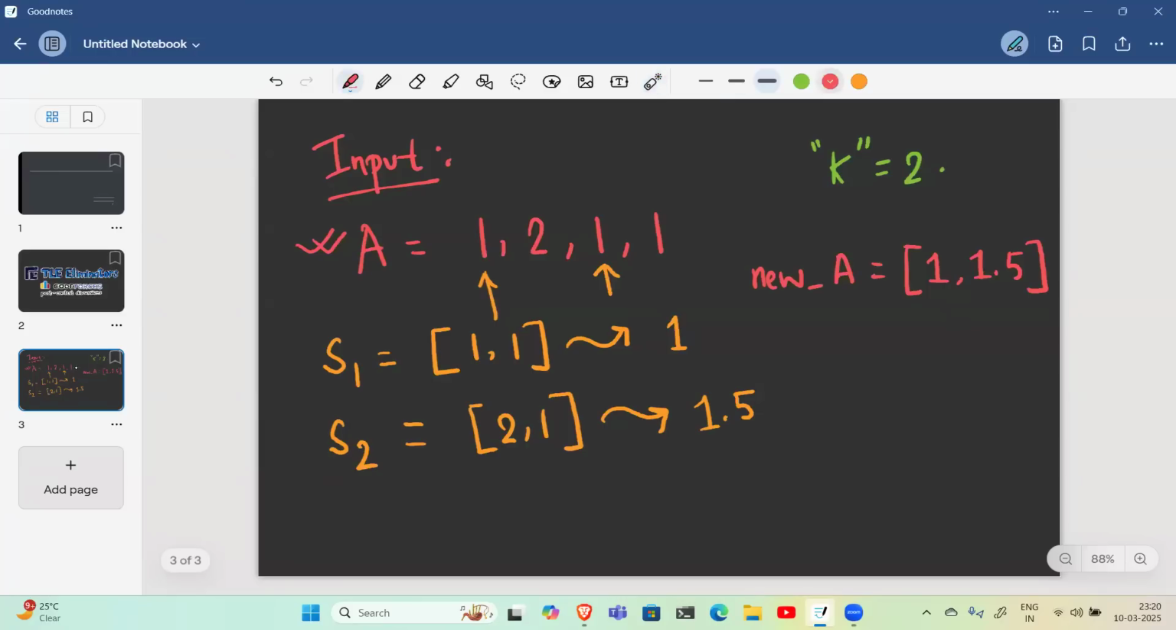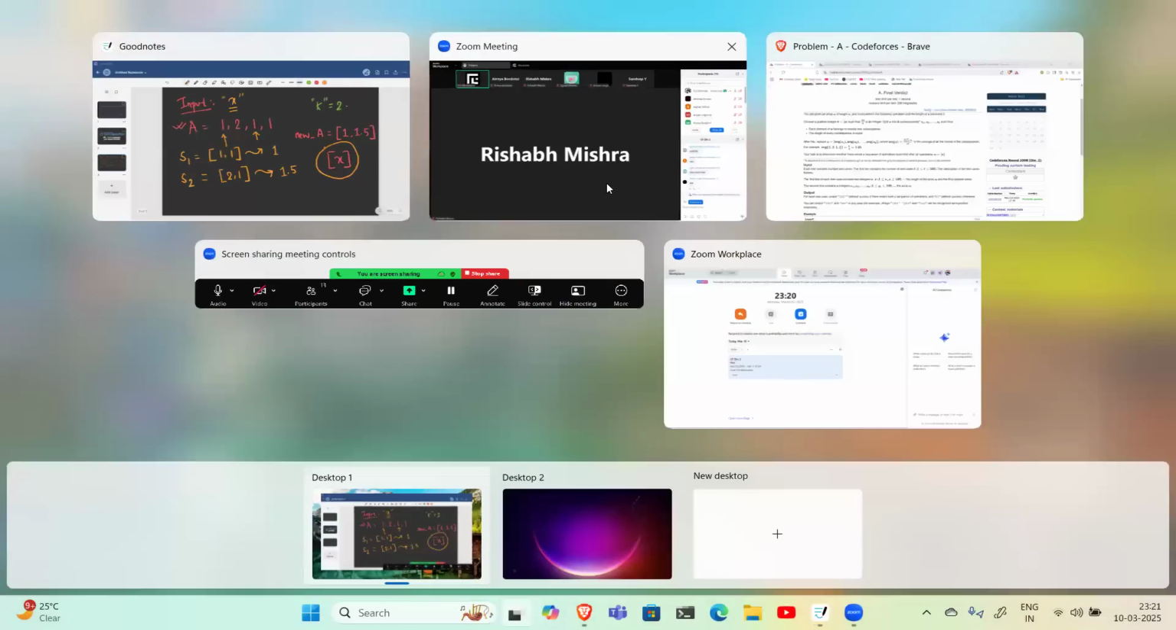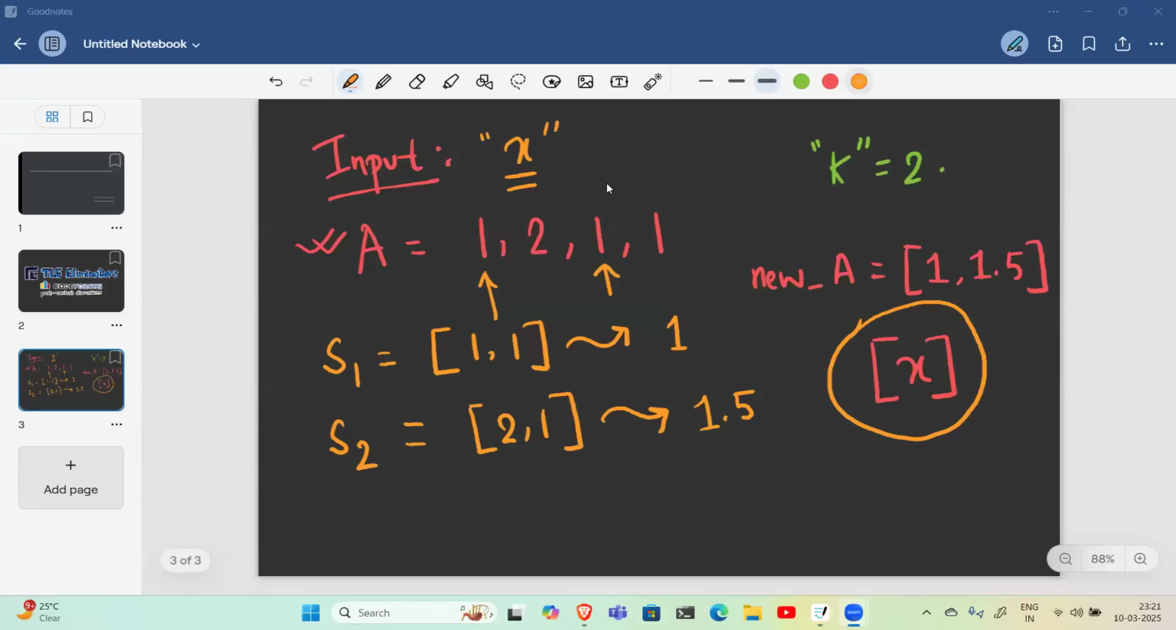The question is, can we ever reach a single-element array which is basically this X, where X is also a part of the input? Don't worry about X, X is given as input. The question is whether there exists a sequence of operations such that you finally reach this singleton array X. Is the problem statement clear? Anyone, any doubts with the question?